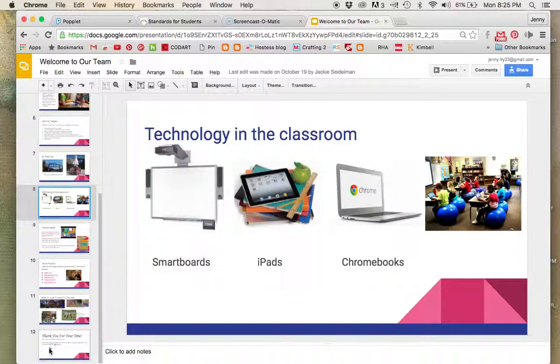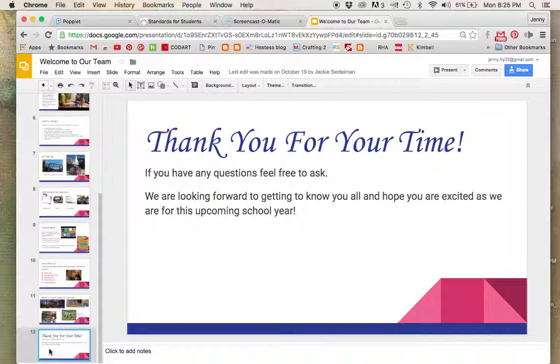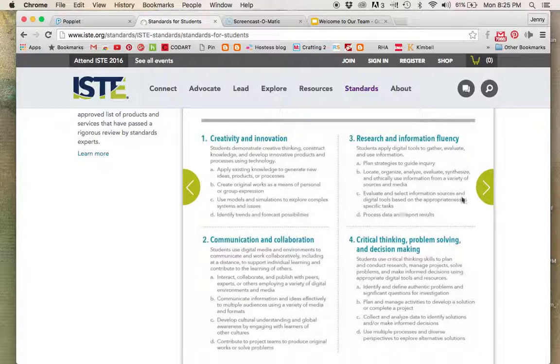And then at the very end, they would need a credits, a reference slide, which is very important, I think, for 4th graders or elementary school students to know how to do. And then the ISTE standard would be a lot of these things.